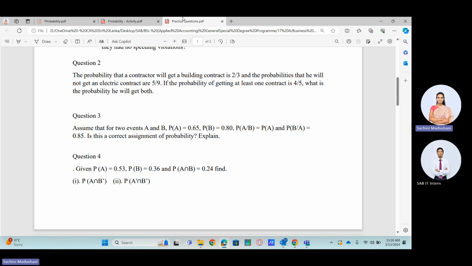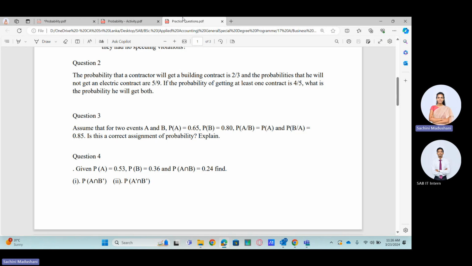Finish question number 2. This one says a contractor will get a building contract with probability 2 over 3, and the probability that he will not get an electric contract is 5 over 9. First we define the letters. A is he will get a building contract. B is he will get an electric contract. The first one says 2 over 3 is the probability that he will get a building contract. It means P(A) is 2 over 3.